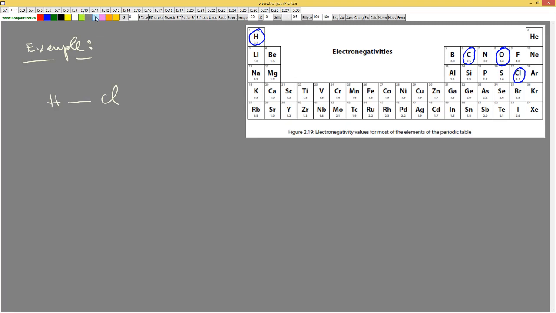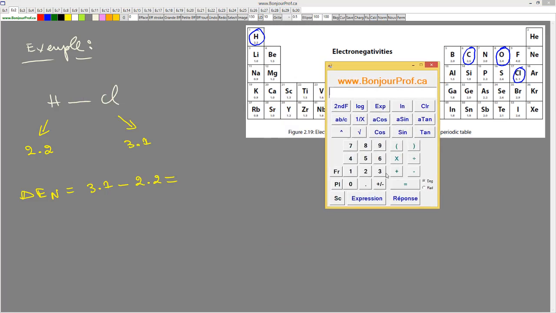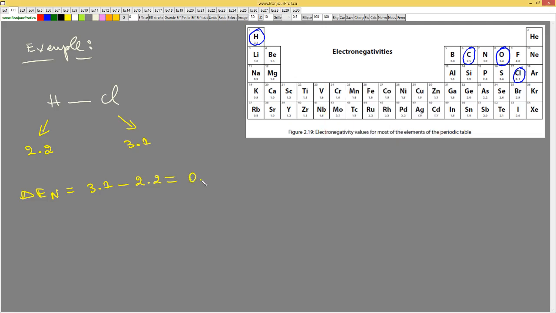What do I have to do? Take the electronegativity. What is the electronegativity for hydrogen? 2.2. This is its power to attract electrons. What is the electronegativity for chlorine? Its electronegativity is 3.1. We will have to make a difference, delta EN, the difference of electronegativity. So I'm going to put 3.1 minus 2.2. I'm going to go to my calculator, I don't want to lose minutes. 3.1 minus 2.2 gives me 0.9.